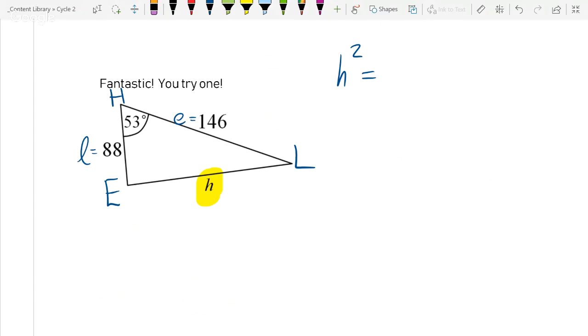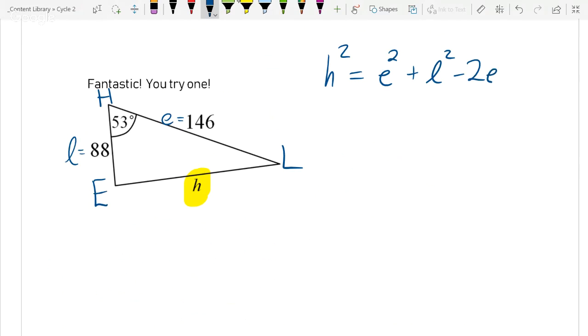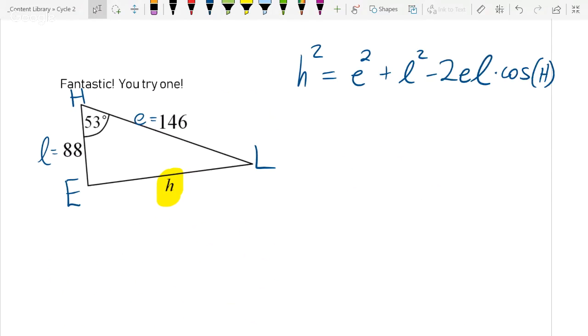Oh, E squared, sorry. E squared plus L squared minus 2L multiplied by cosine of H. Cool. Very good. Very, very, very good.